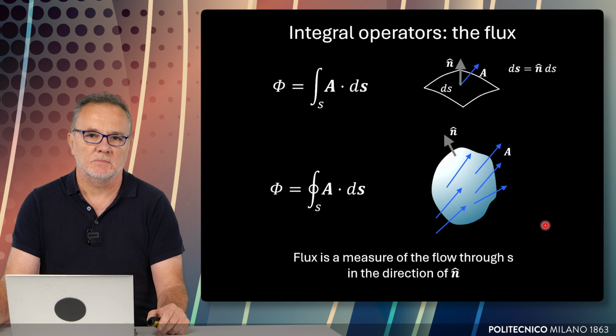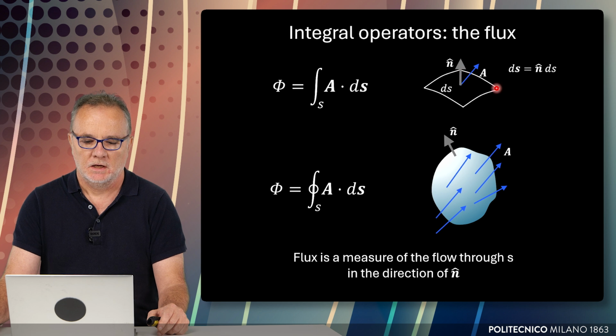Let's introduce now some integral operators. One is the flux. It's indicated in this way. We can have an open surface, for instance, with an oriented normal unit vector in some direction. We compute the scalar product of our vector field times the normal unit vector, and we integrate over the whole of the surface. This is the flux of vector A through the surface S.